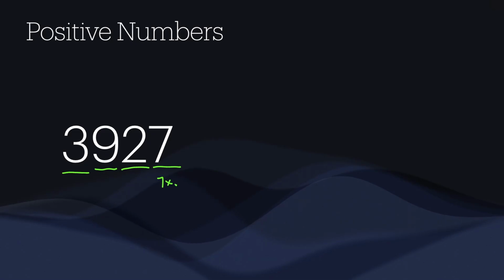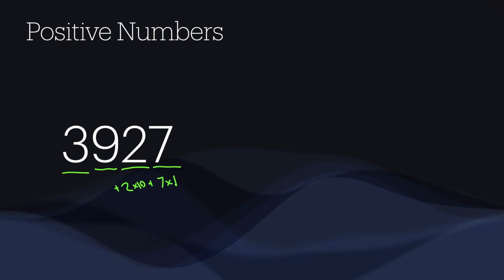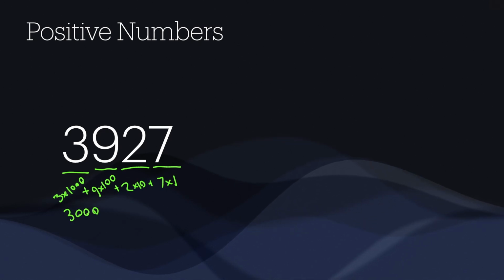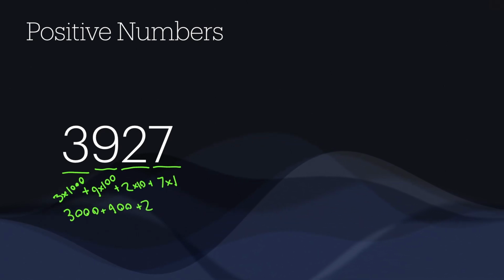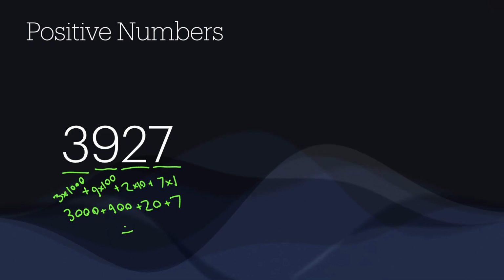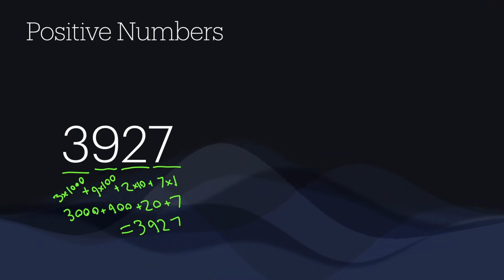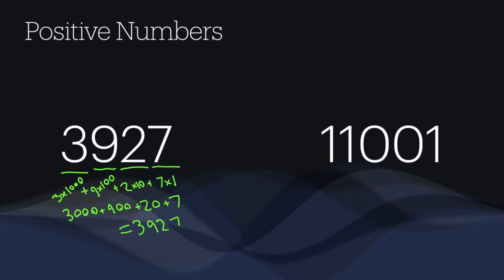7 times 1, because we're in the ones place, 2 times 10, because we're in the tens place, 9 times 100, because we're in the hundreds place, and 3 times 1000. When we add up all those values, we get the original value, 3,927.